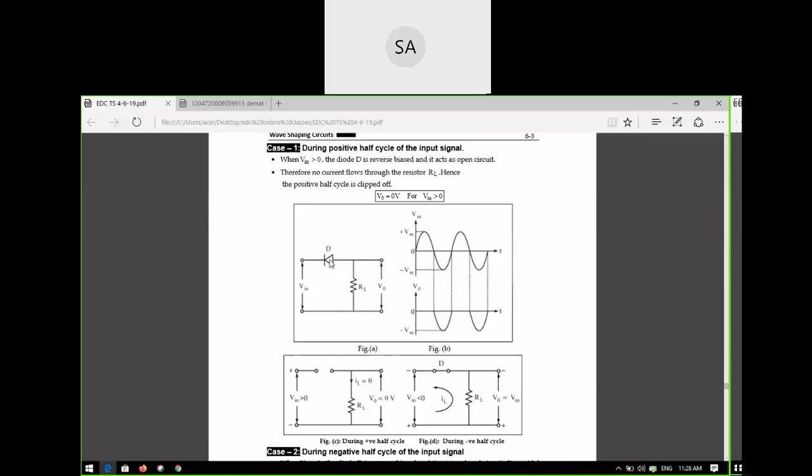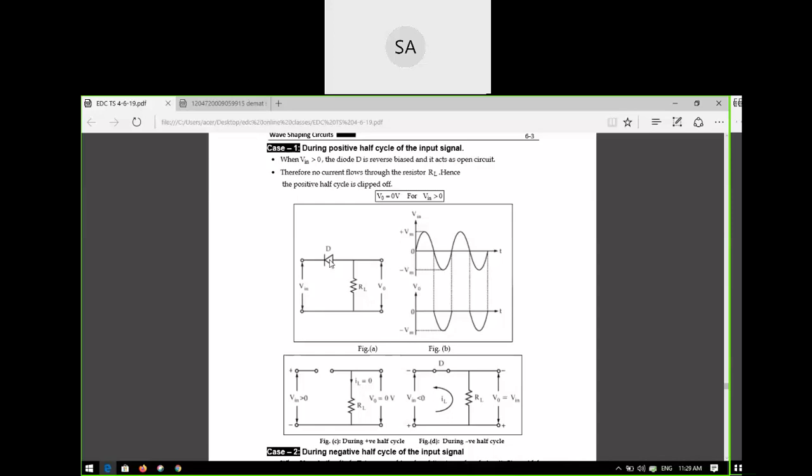Tell me, it is important. This is the case only you can learn. So whether it is forward or reverse, that is the only reason here. That is the main important point. If you learn about this, you can easily analyze. You can draw the waveforms, any type of waveform.